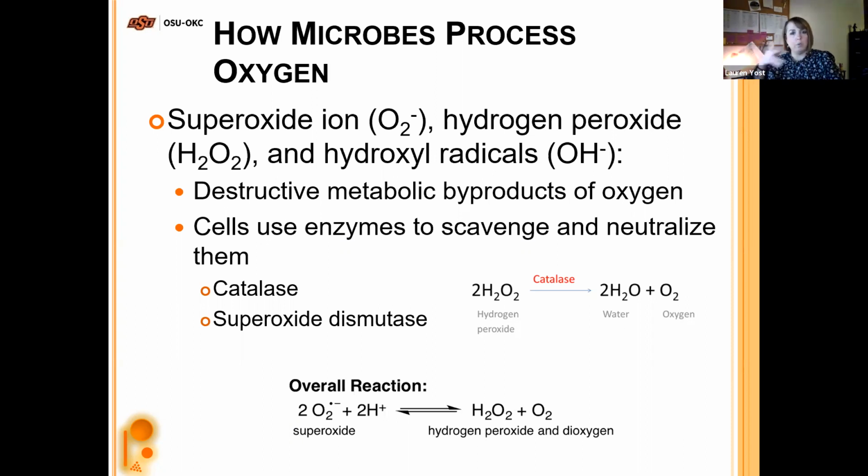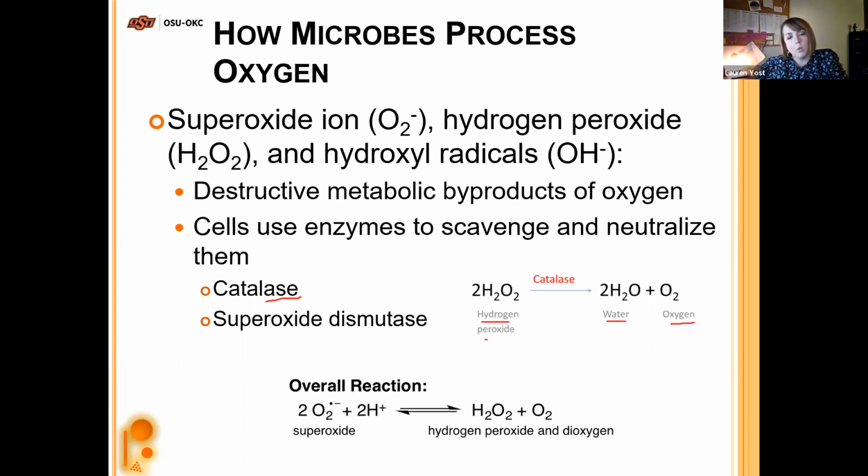So in our normal respiration, cells can use enzymes to scavenge and neutralize these byproducts, turn them into things that we can actually use. How do we do that? We use these enzymes. Anything ending in -ase is going to be an enzyme. That's a protein that typically helps a chemical reaction along. It's a catalyst. So catalase turns hydrogen peroxide into water and oxygen.